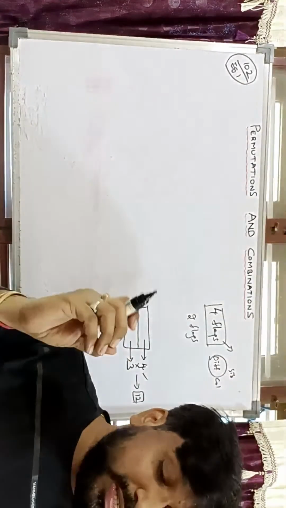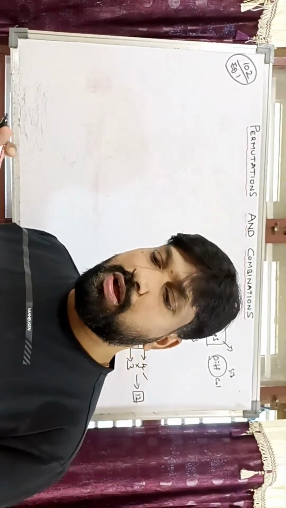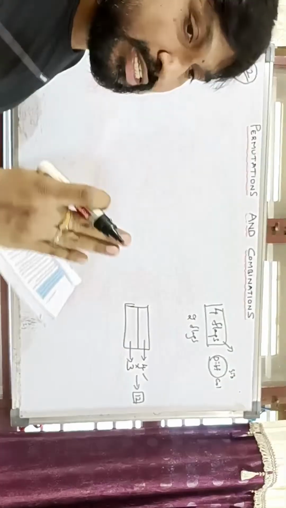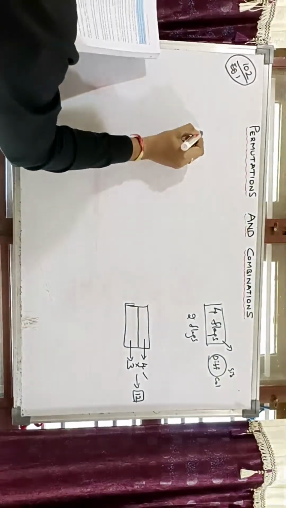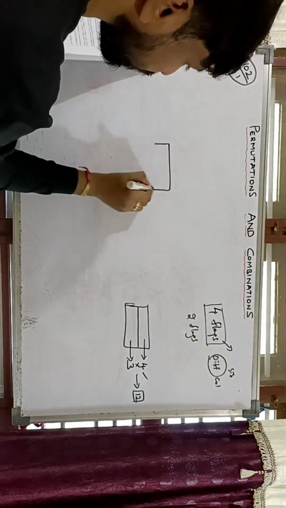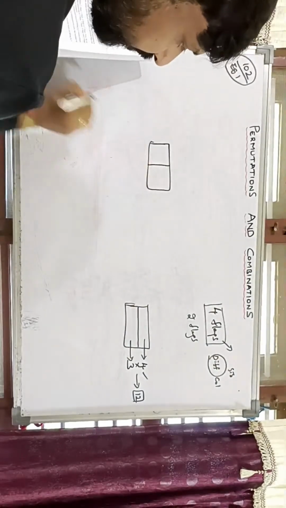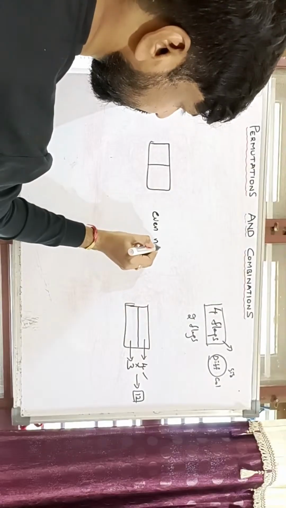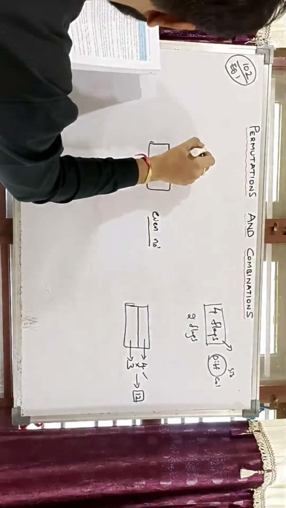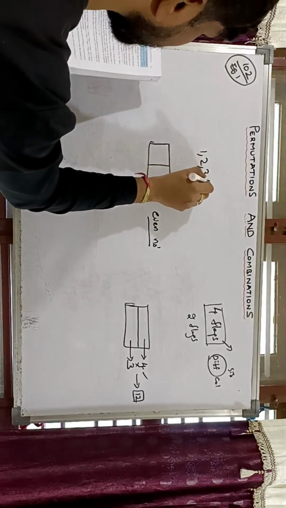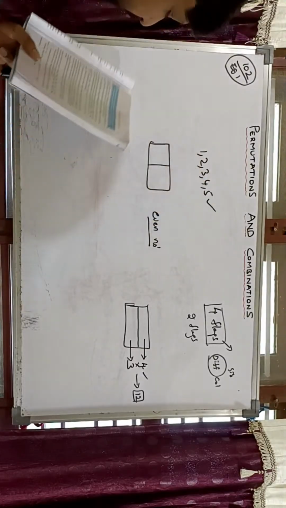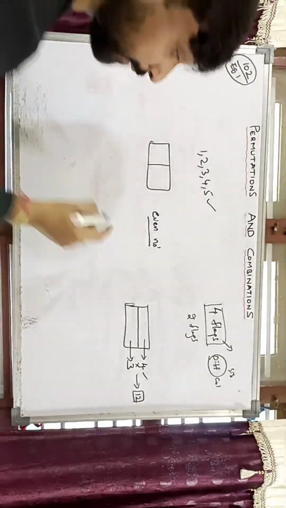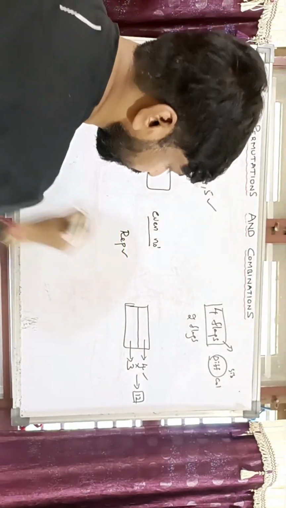How many 2-digit even numbers can be formed from the digits 1, 2, 3, 4, 5 if the digits can be repeated? They are asking for a 2-digit even number, so 2 boxes you are going to create. Remember, only even numbers are wanted. There are 5 digits given, 1, 2, 3, 4, 5, and repetition is allowed.